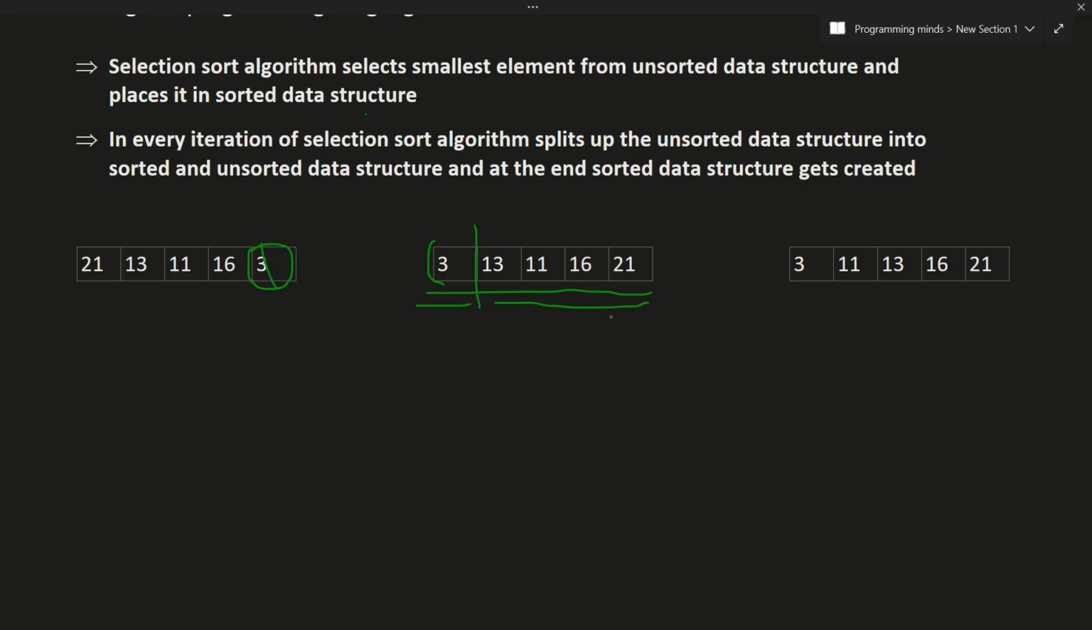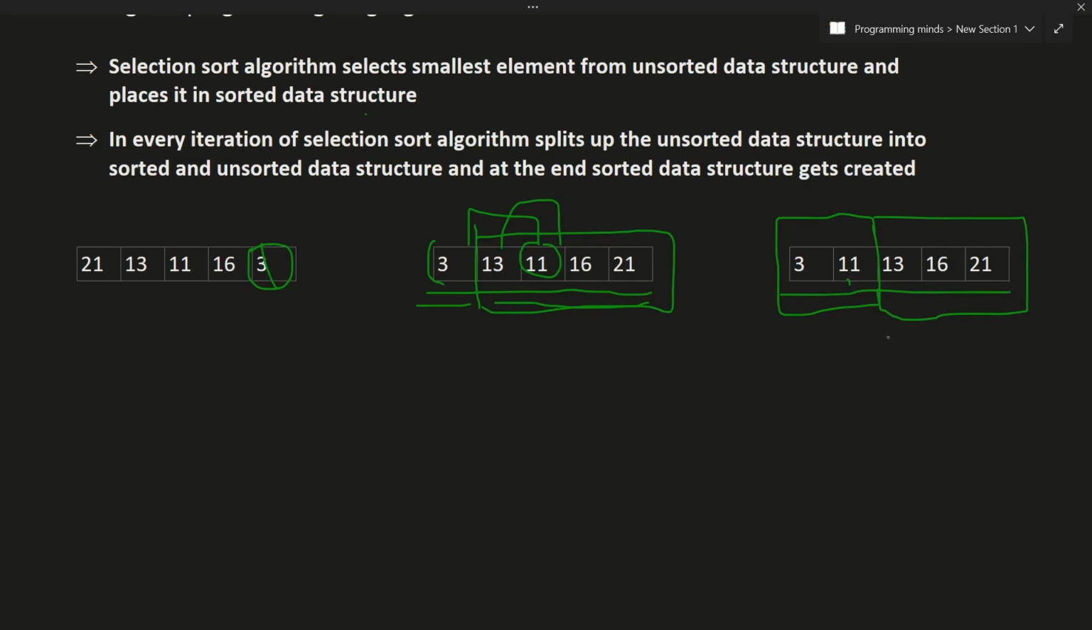In the second iteration we will search smallest element from this unsorted array and we will place that element into the sorted array. So as we have seen, the smallest element in this unsorted array is 11. So we will place that 11 at this position and we will transfer 13 here. So now let's see in this image we have placed 11 in the second position. So this is the sorted array we have now and this is unsorted array.